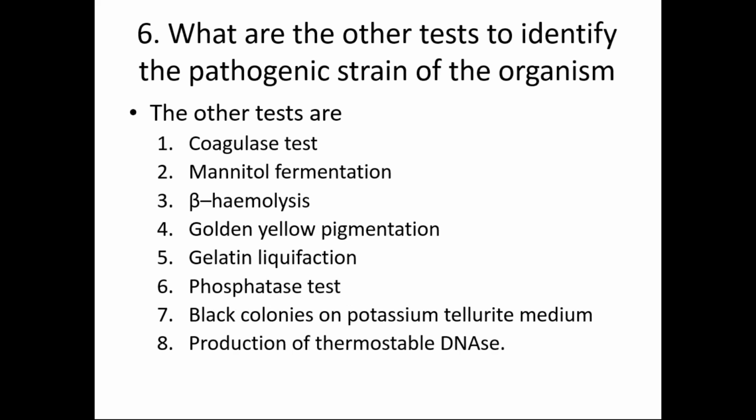First one is the Coagulase test. Next, mannitol fermentation test. Next, beta hemolysis. Next, golden yellow pigmentation, gelatin liquefaction, phosphatase test, black colored colonies on potassium tellurite medium, and production of thermostable DNase. All of these tests are used to know if the strain is pathogenic or not.